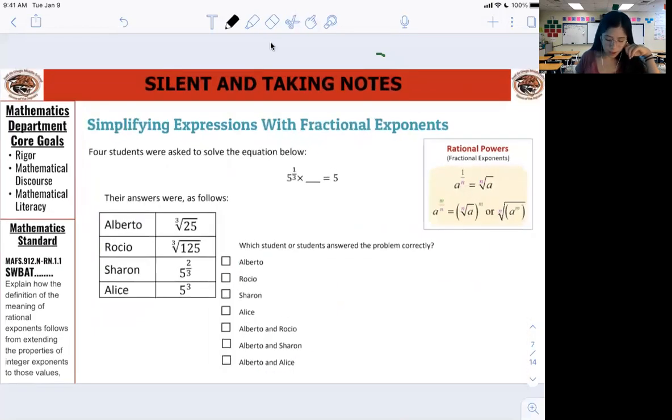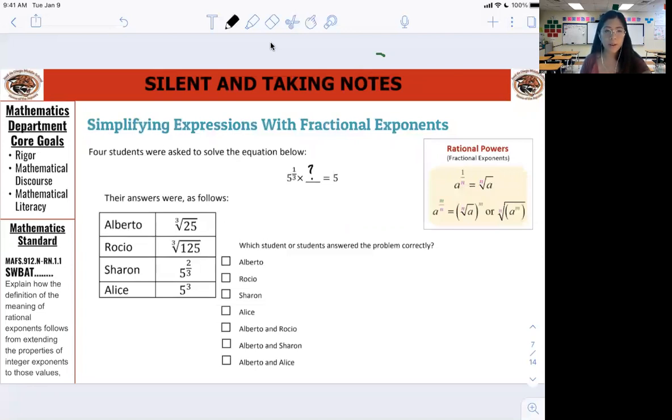Here we go. 4 students were asked to solve the equation below: 5 to the power of 1/3 times something, I'll put a question mark, equals 5. Their answers were as follows. Which student or students answered the problem correctly? So basically what this is asking for is what goes in the blank. Which of the answers that those 4 students had belongs in the blank where the question mark is. So what we've got to think about is what's going to help us to basically get rid of our exponents.